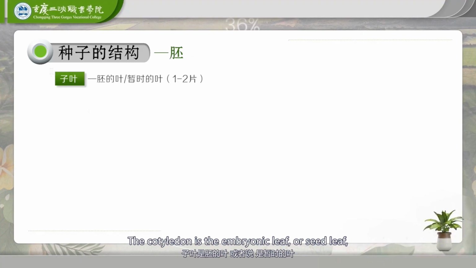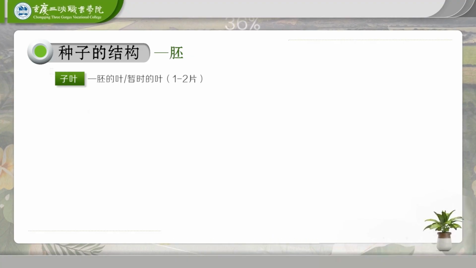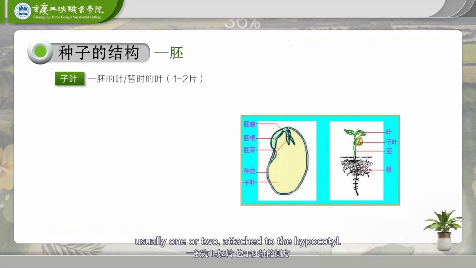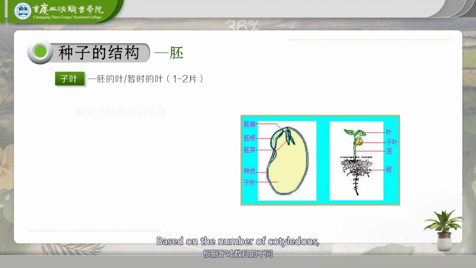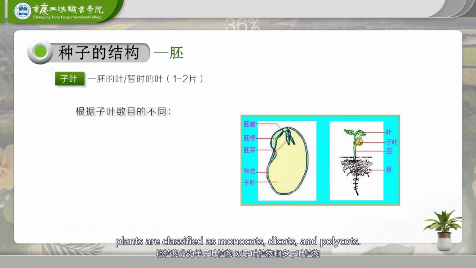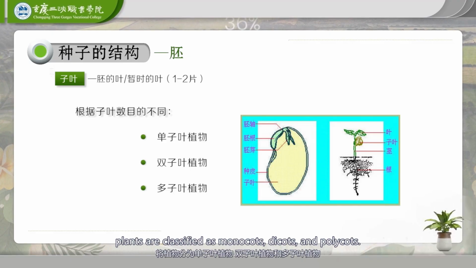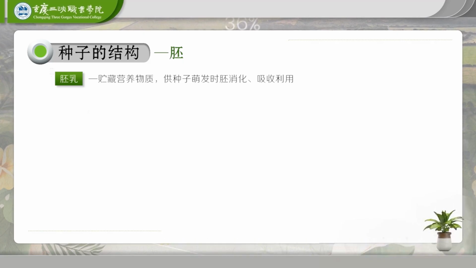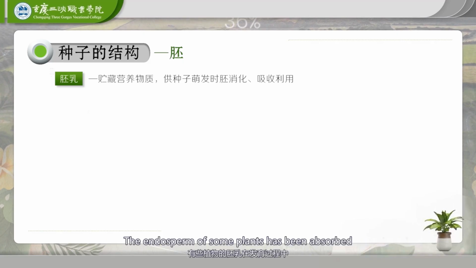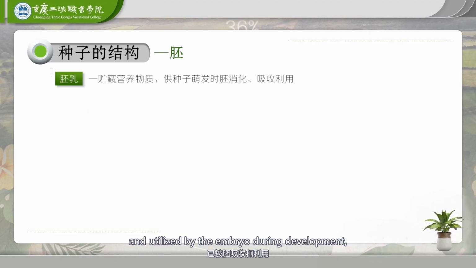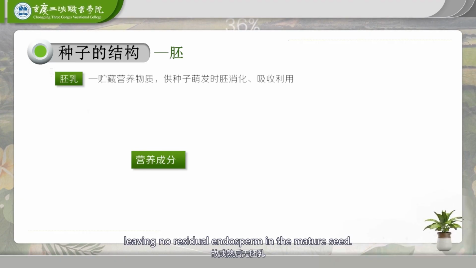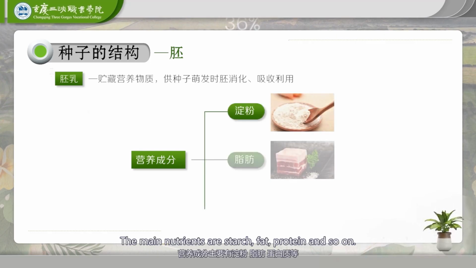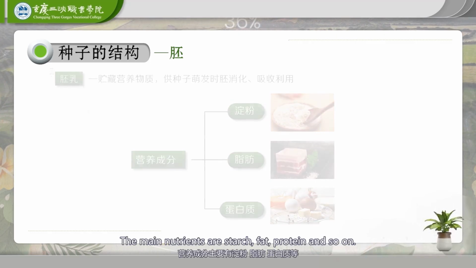The cotyledon is the embryonic leaf or seed leaf, usually one or two, attached to the hypocotyl. Based on the number of cotyledons, plants are classified as monocots, dicots, and polycots. The endosperm functions to store nutrients that are digested, absorbed, and utilized by the embryo during germination. The endosperm of some plants has been absorbed and utilized by the embryo during development, leaving no residual endosperm in the mature seed. The main nutrients are starch, fat, protein, and so on.